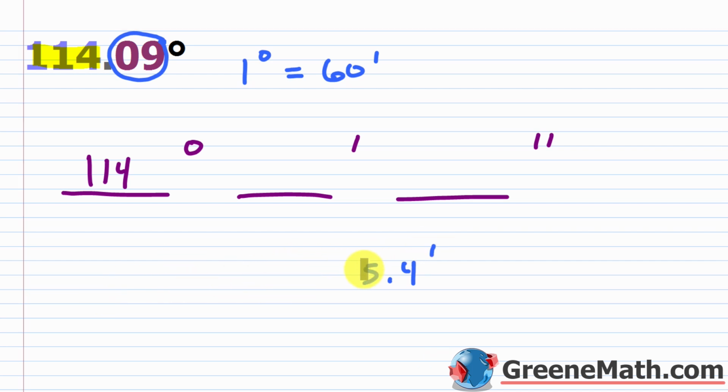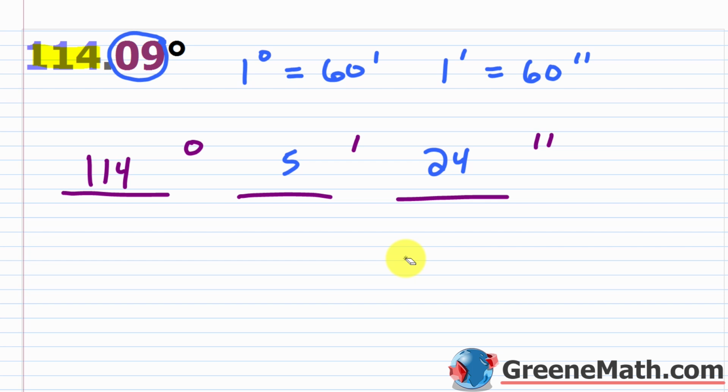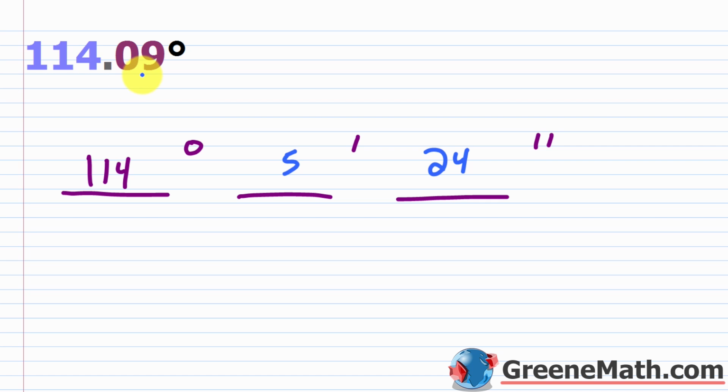I'm going to take the whole number part again, and I'm going to just drag that up here. So I'm going to put 5 here, and now I'm going to say that I have 0.4 minutes. So remember, 1 minute is equal to 60 seconds, okay? So I'm just going to multiply this 0.4 by 60 to get it in terms of seconds, and this is going to give me a value of 24, okay? So when we convert this over, what we end up with is 114.09 degrees is 114 degrees, 5 minutes, 24 seconds.